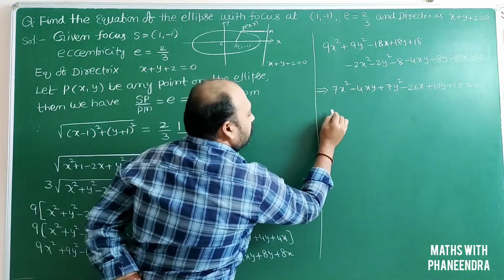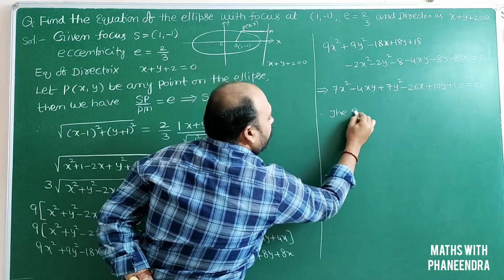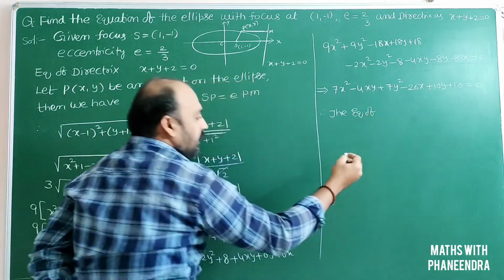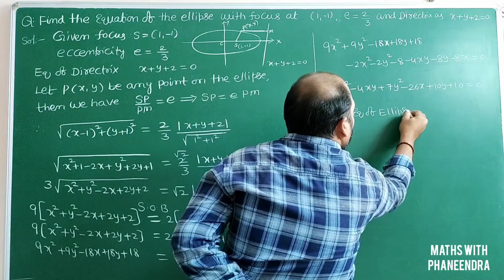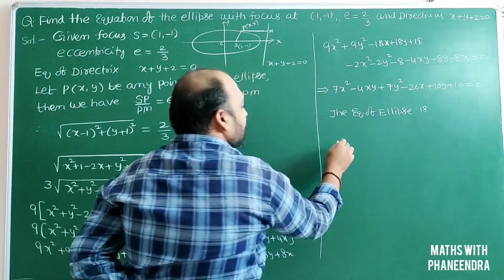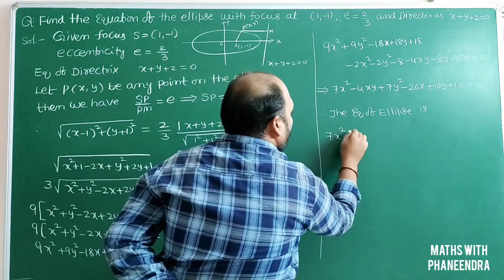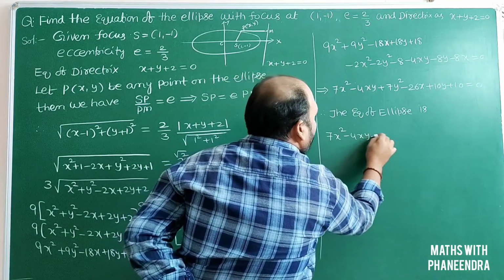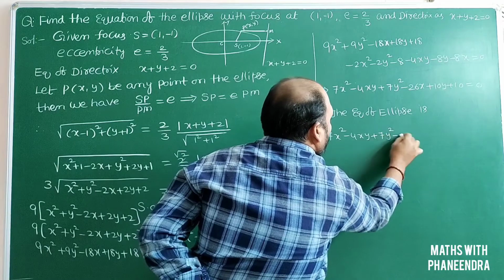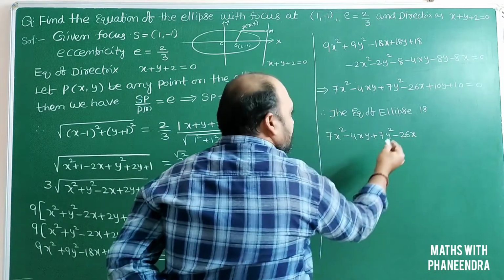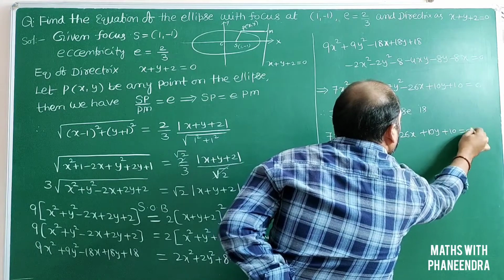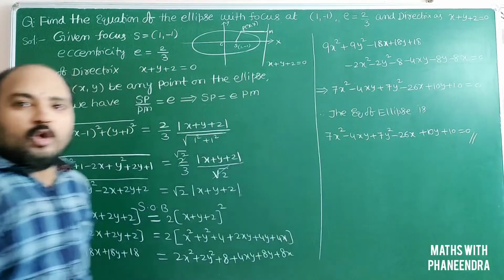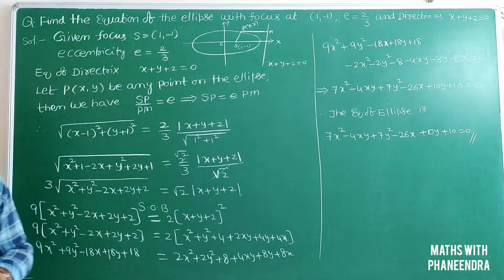Therefore, the equation of the ellipse is 7x square minus 4xy plus 7y square minus 26x plus 10y plus 10 equal to 0. I hope everyone understood. This is the way you can do that.